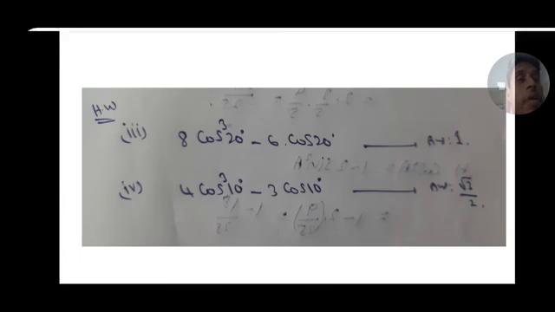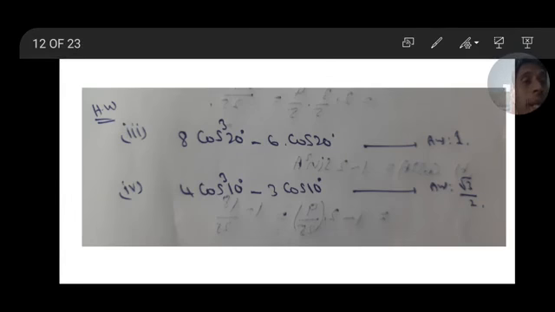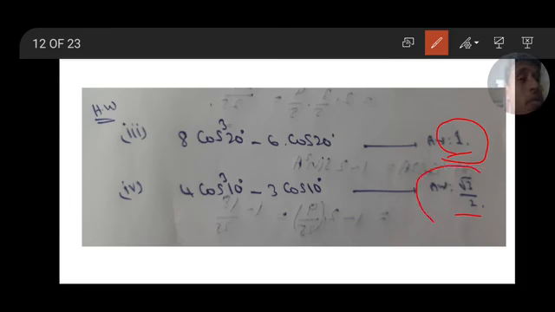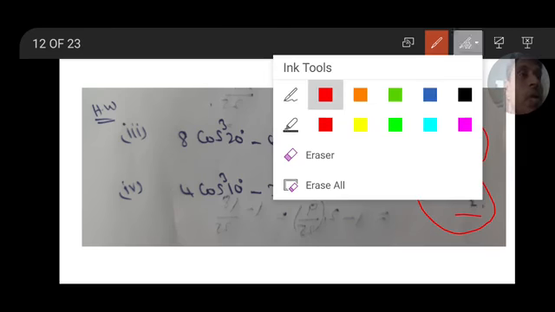Next, homework problems. 8 cos cube 20 degrees minus 6 cos 20 degrees. Here you have to take 2 common first. Taking 2 common gives 4 into cos cube 20 degrees minus 3 into cos 20 degrees, which is the formula. Similarly the fourth one, 4 into cos cube 10 degrees minus 3 into cos 10 degrees. The answers are given: the third problem's answer is 1 and the fourth problem's answer is root 3 by 2. Do the homework.